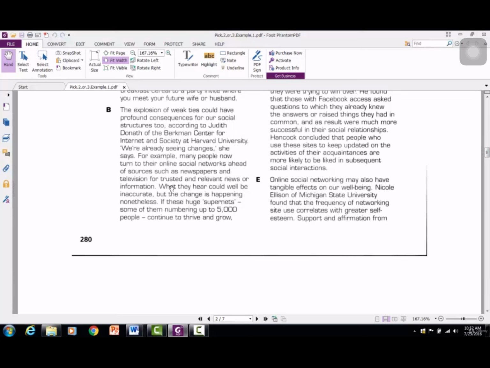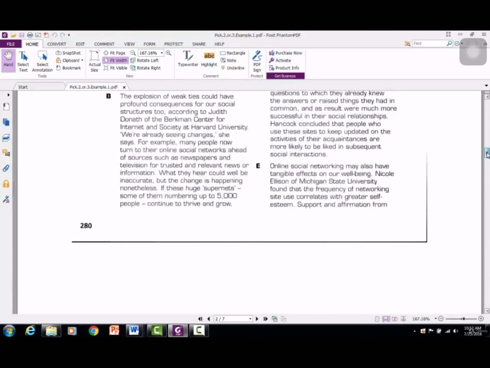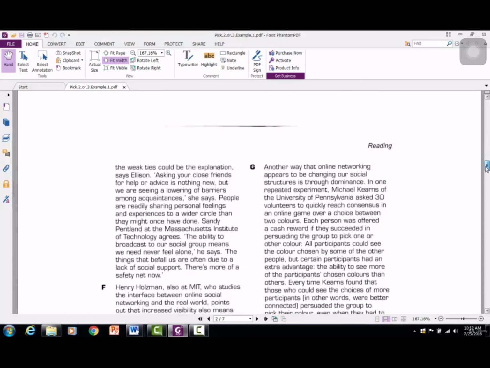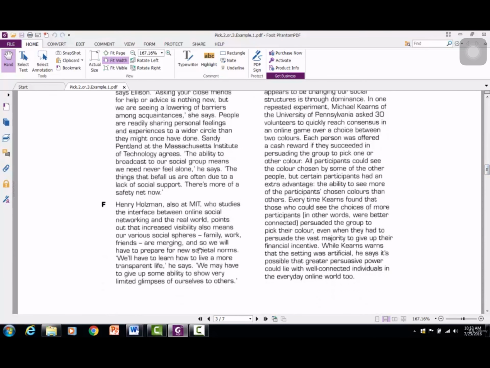It also talks about how what people hear in the social networks could well be inaccurate. Those are two negative things that I saw when I was going through it. What they hear can be inaccurate, but the change is happening nonetheless. That's negative. And down here in paragraph F, people are talking about learning how to live a more transparent life and giving up the ability to show very limited glimpses of ourselves.